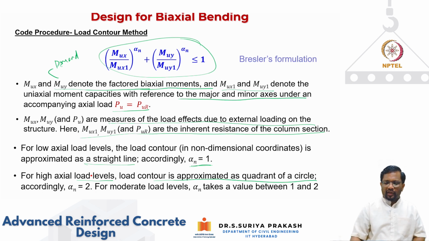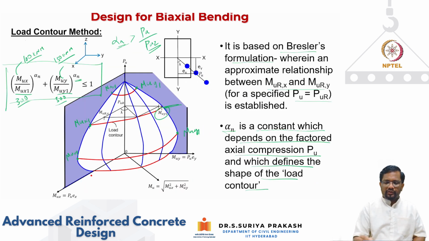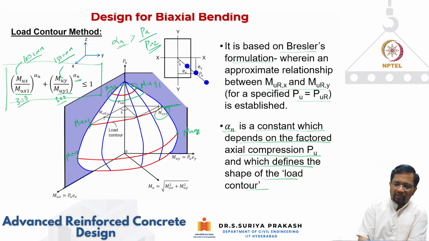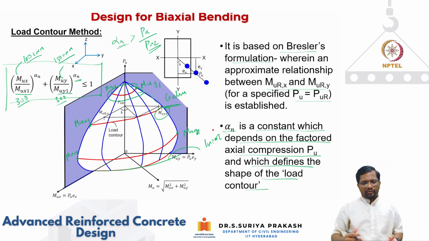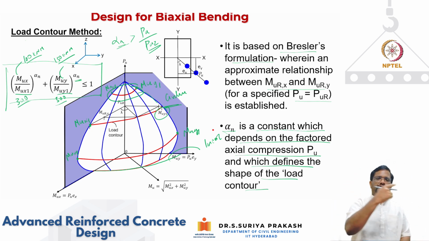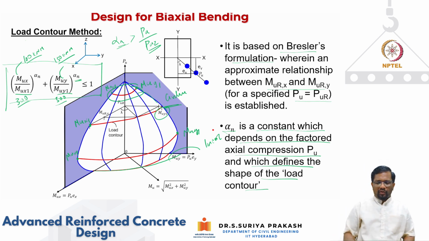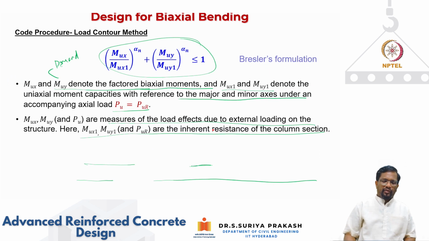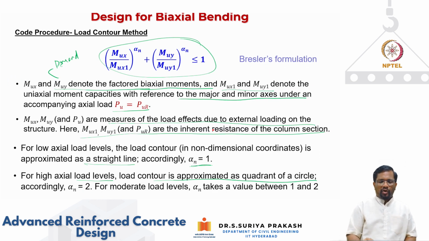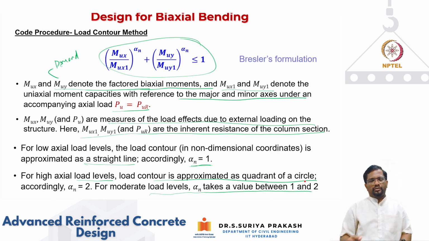Again, we go back and look at this. This is your circular, and at low values we take that as linear. When it is in between, you take alpha n between 1 and 2. So at high levels of axial compression, the interaction between the two bendings is going to take the circular form. At low levels of axial compression, it is going to take a linear form. And for moderate axial compression values, the alpha value is taken between 1 and 2. So this is the procedure.